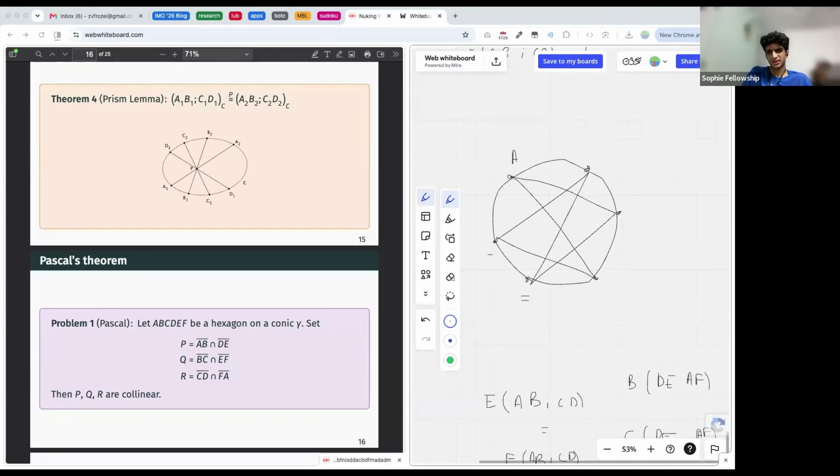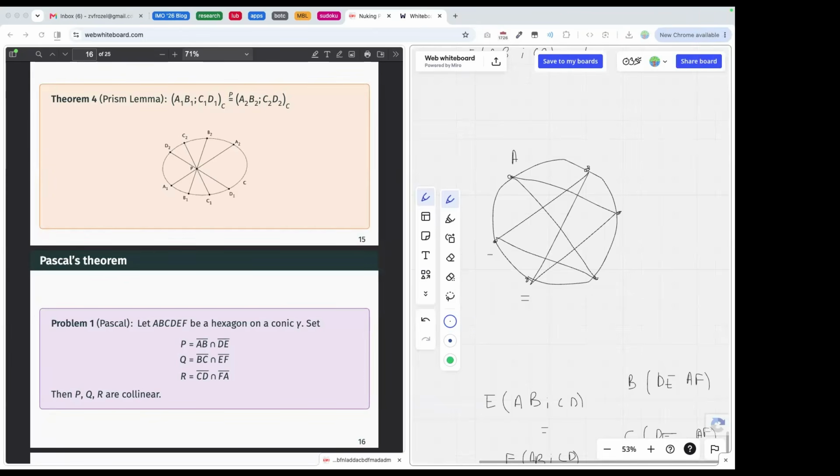Again, the network went down. But hopefully you haven't missed much, apart from me drawing this diagram. Yeah, no, I think nothing other than that.